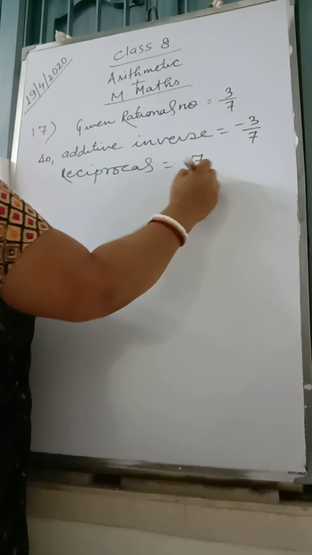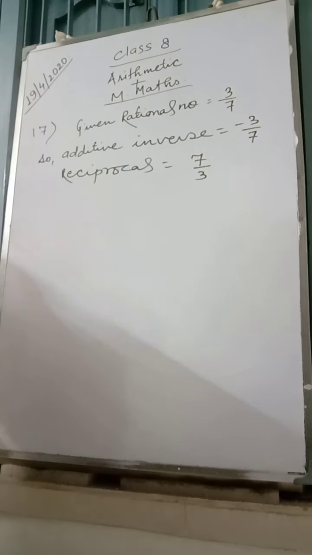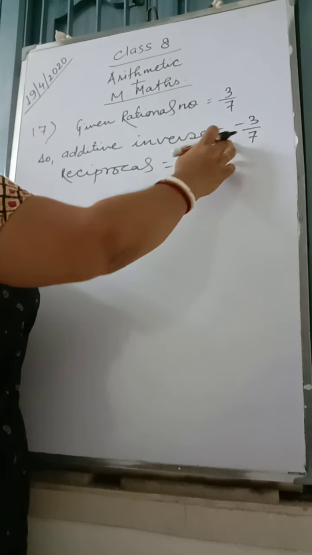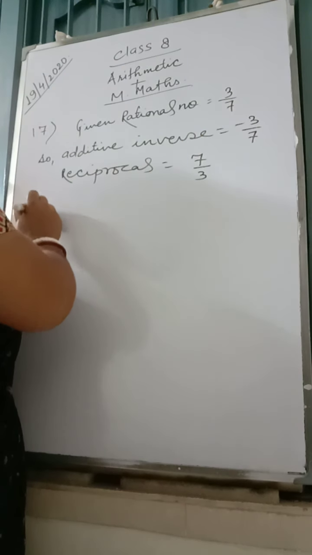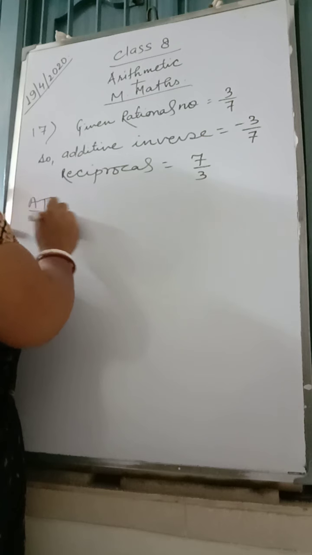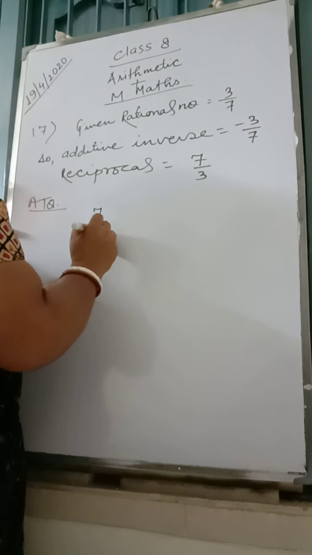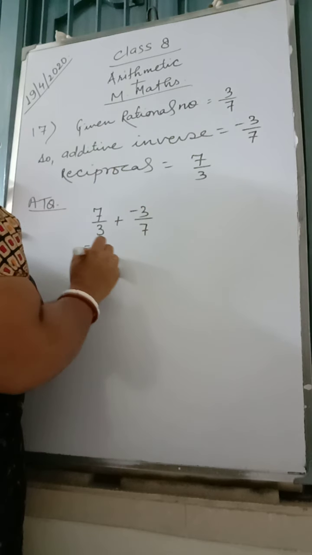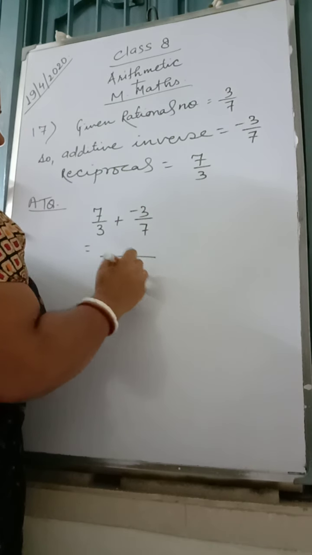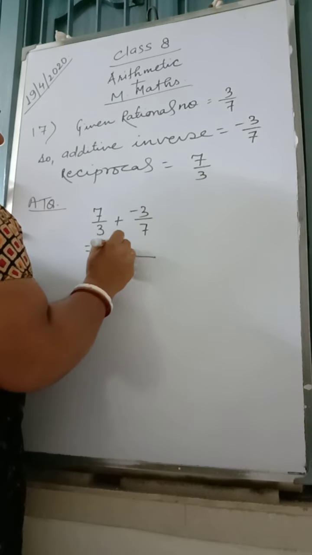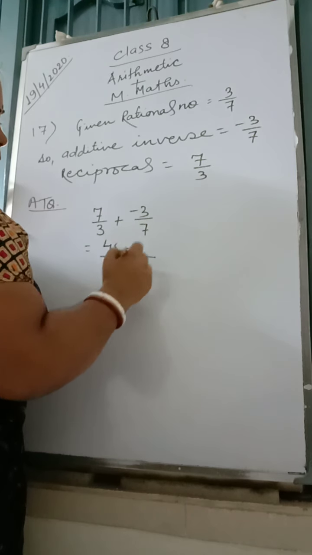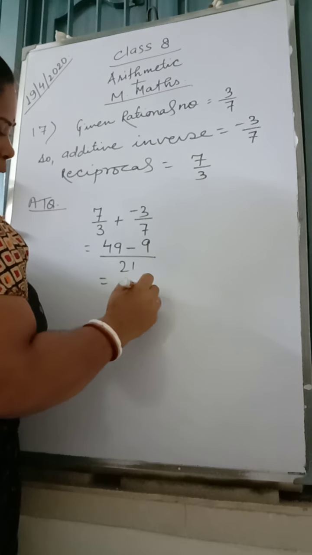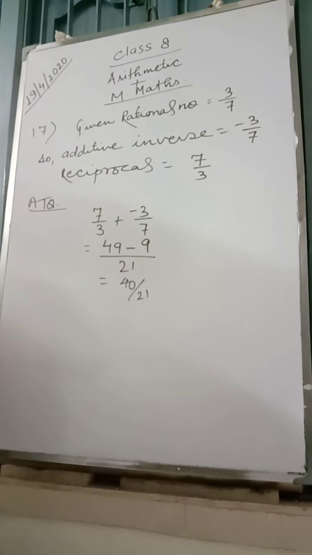7 by 3. Now according to the question, this additive inverse should be added to the reciprocal. According to the question, reciprocal plus additive inverse. So LCM is 21. 3 sevens are 21, so 49, plus minus 7 threes are 21, minus 9, gives 40 by 21 as the original answer.